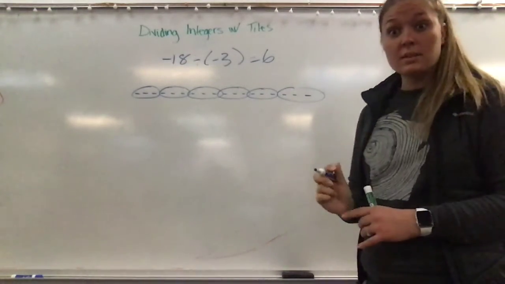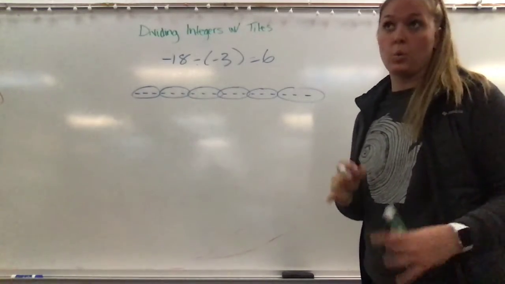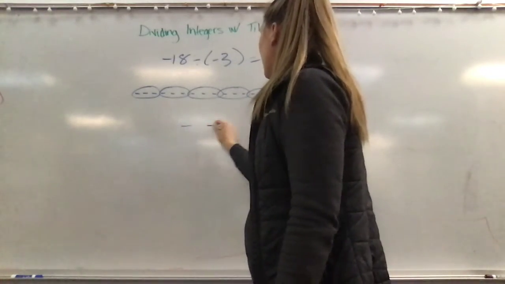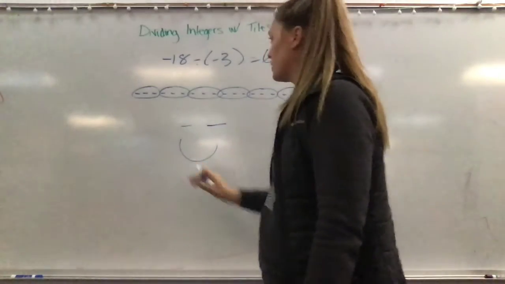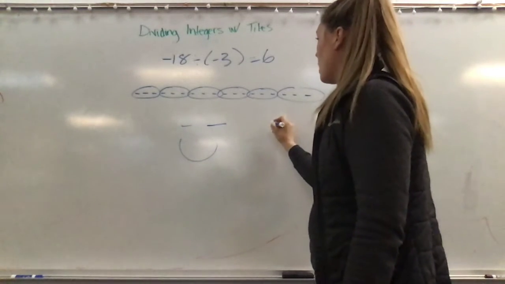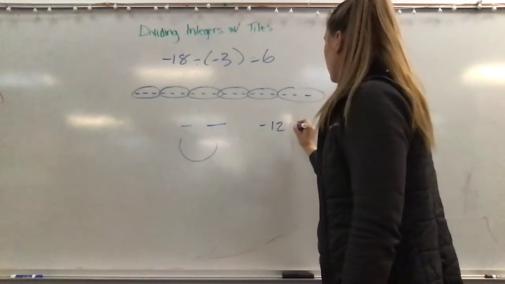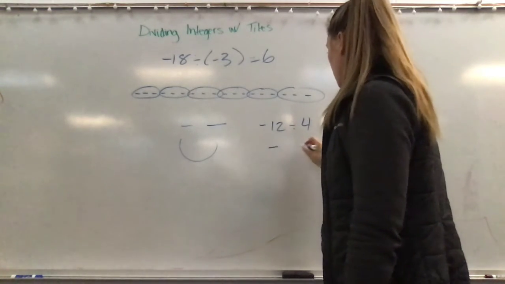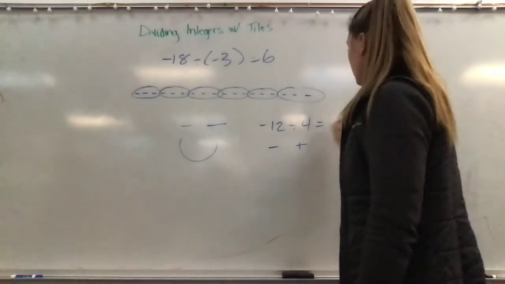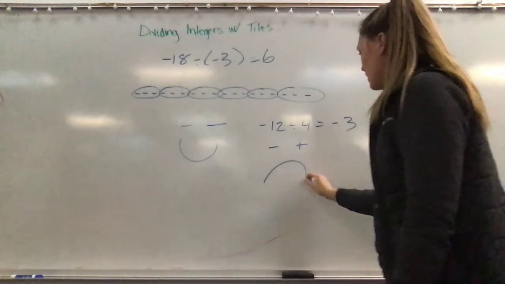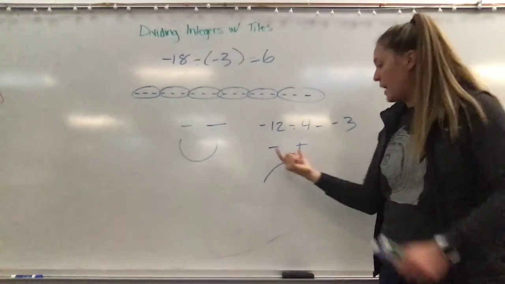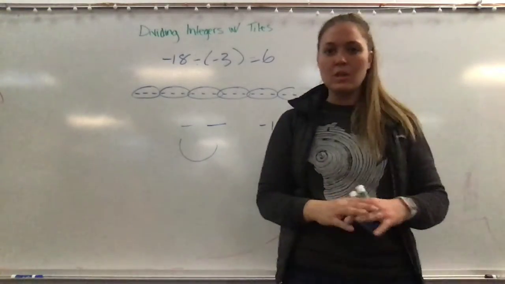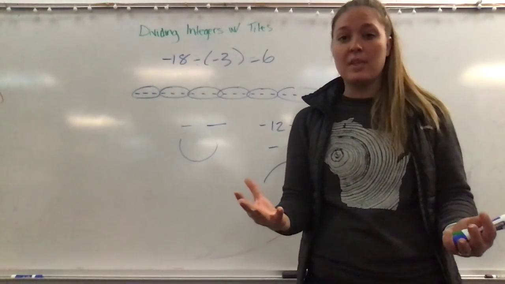So this supports our smiley face method, which works with multiplication and division. A negative divided by a negative is a positive. The eyes match, so it's positive. Thinking back to our other one, it was negative 12 divided by 4. It was a negative and a positive. Our answer was negative 3, which supports our smiley face method, which is if the eyes don't match, it's a negative number.